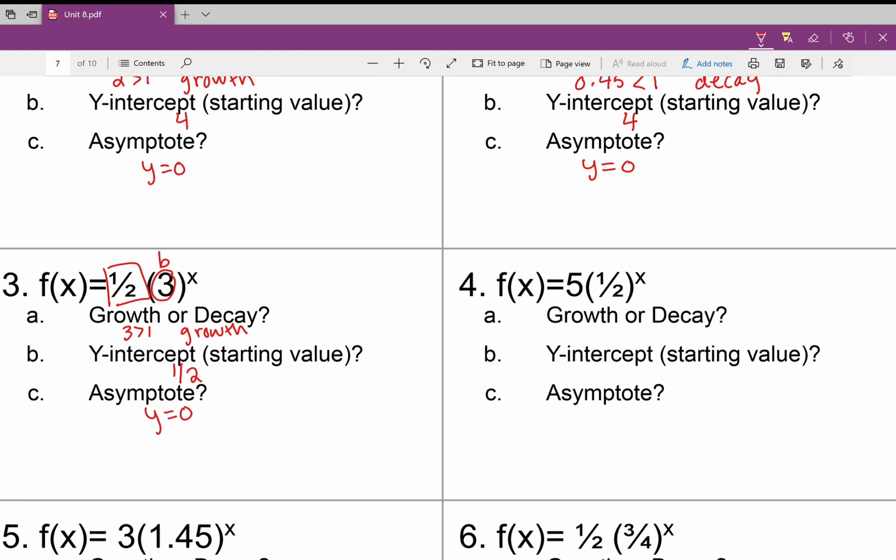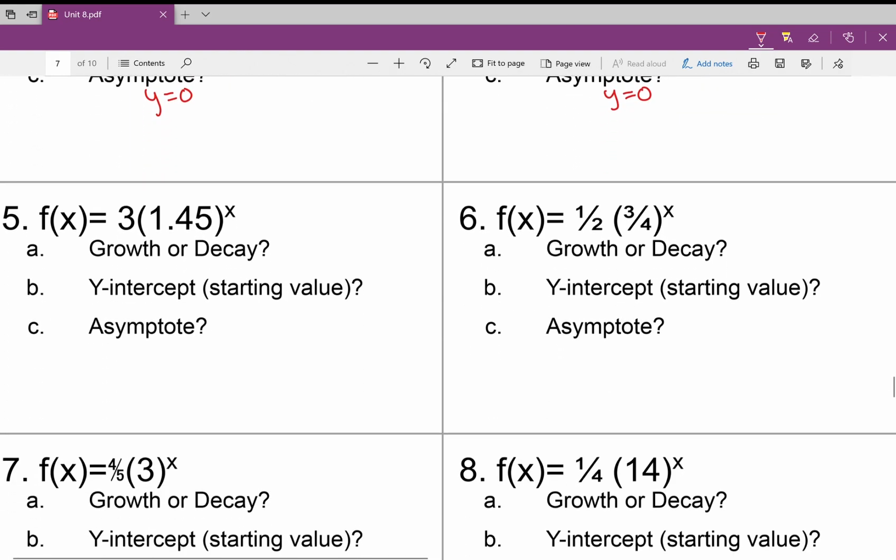Okay, now you're working on number 4. Number 4, you're telling me if it's a growth or decay, what the y-intercept is, and then the asymptote. So what you should have put for growth or decay is you should have looked at the b value inside of the parentheses. And you should know that 1/2 is smaller than 1, so this is a decay. And then our y-intercept is always outside of the parentheses, so in this case 5. And our asymptote is always y equals 0.